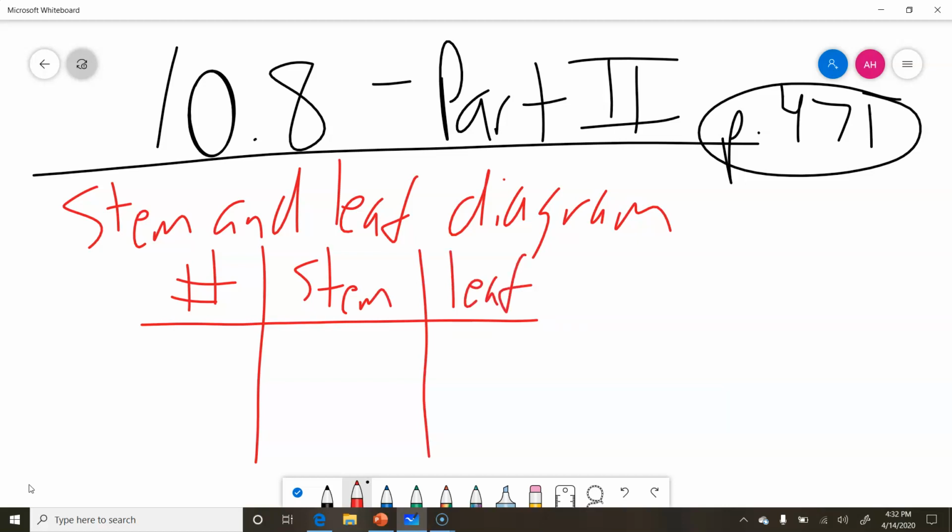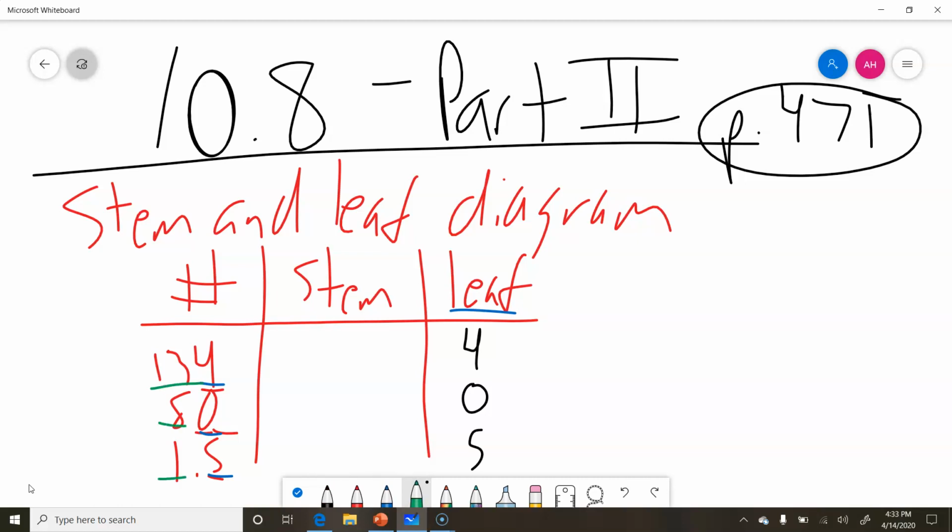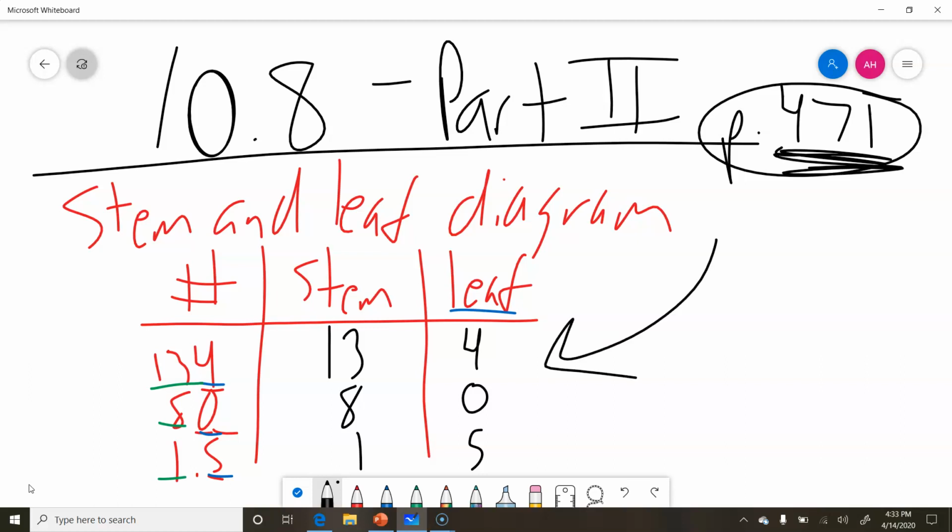So let's say the number here is 134. Then we have a number that's 80, and then we have a number that's 1.5. The stem is everything except for the last digit. So that means the leaf is the last digit. I'm going to underline that in blue, and that's the leaf. In this case, the leaf is 4, 0, and 5. Everything that's left, which I'm going to underline in green, is the stem. So 13, 8, and 1. That's at the top of your page. If you look up there on 471, you will see that same drawing. It's in a box grid.